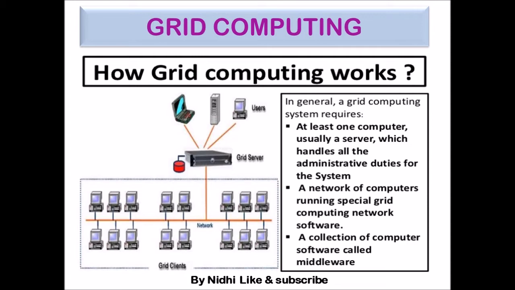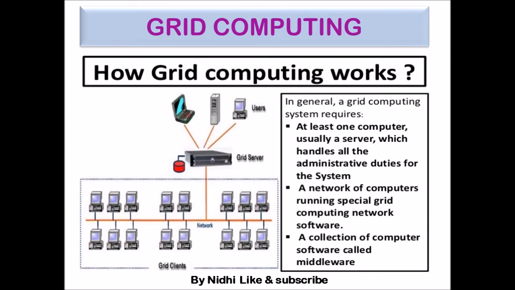So a network of computers running special grid computing network software and a collection of computer software called middleware. For using this grid computing, a middleware is required. A middleware is just, you can say, a server that collects all the computation power from the users. So this is about grid computing.